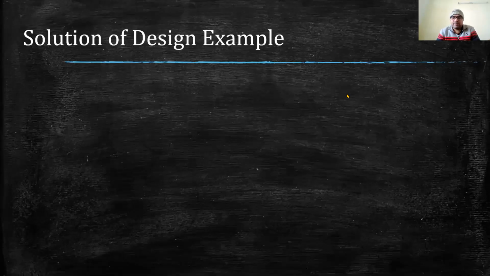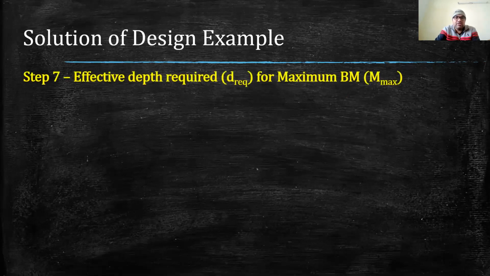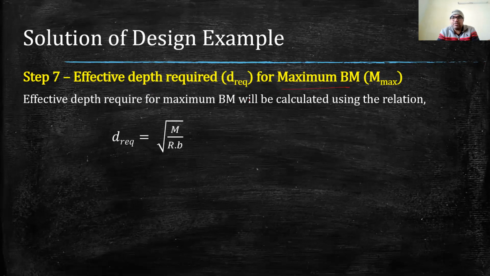Hello, welcome back. So in the previous example, the last step was determining the maximum bending moment. So we have calculated the maximum bending moment now. Now in the next step, we determine the effective depth required as dependent on the maximum bending moment. Now, effective depth, which is required as per maximum bending moment, is calculated by using this relation.